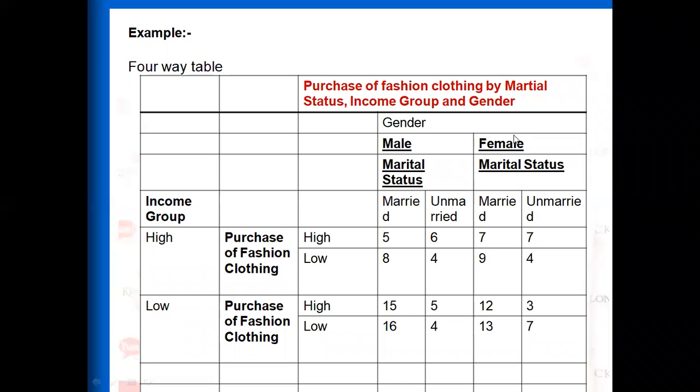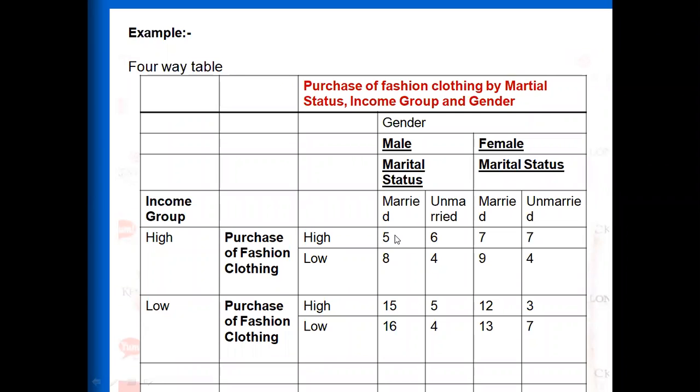Under gender, we have taken 2 categories, male and female. And marital status also has 2 categories, married and unmarried. Income group is categorized into high and low. Similarly, purchase of fashion clothing is also categorized into high and low, as we have taken in the previous example. This is the number of students.